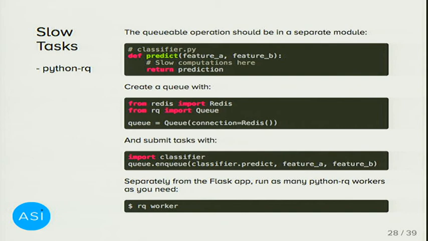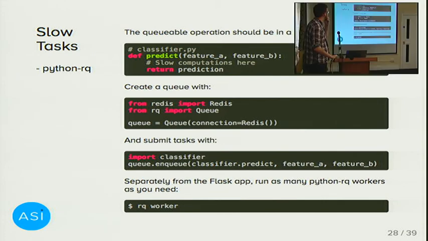And so what you can do is put your prediction logic inside a function in some classifier.py. Here, for example, I can make a queue using the Python RQ object. And then by calling q.enqueue with this function and some arguments, I can submit that task into a queue, which will then get executed by a separate process. So in the same module as my Flask application, I have an RQ worker that will run separately from the Flask application, and that will churn away at those tasks and wait for more tasks to get enqueued.